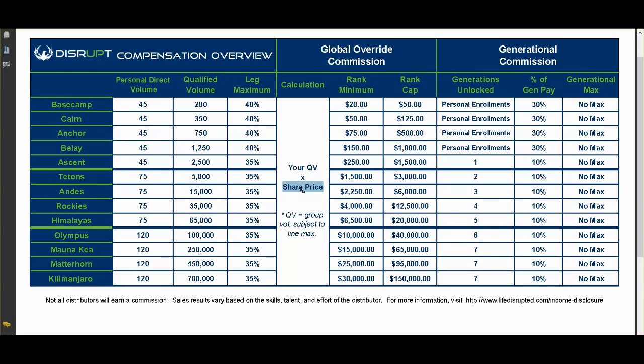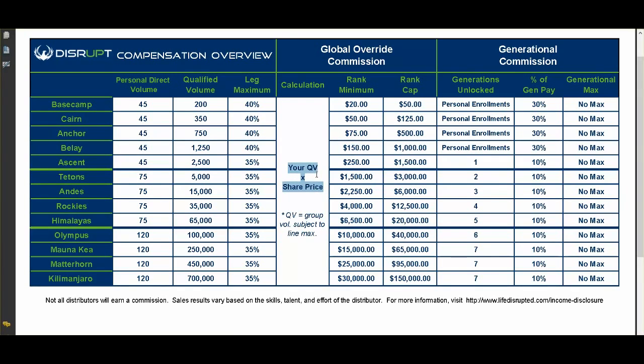But whatever that share price ends up being, you multiply your total qualified volume, that's your global volume, right? That's your total volume after you subject it to line max, these leg maximums, right? 40% can come from any one leg for the first 4 ranks, then it's 35% that can come from any one leg, from any one of your sales teams. So once you put that up against the line max, that's your QV, your qualified volume. All you do at the end of a month is take your total qualified volume and multiply it by a share price. That's how you get your global override commission.